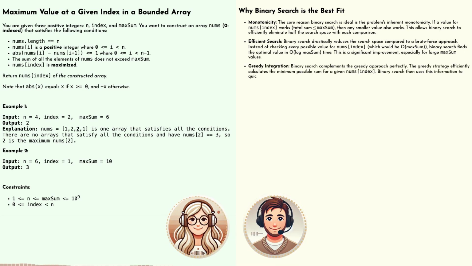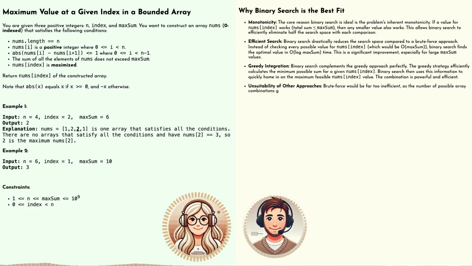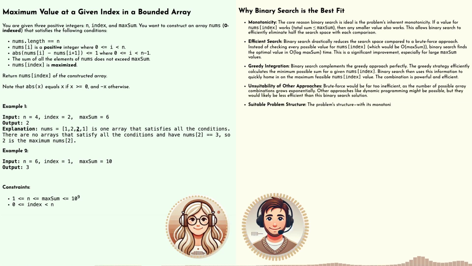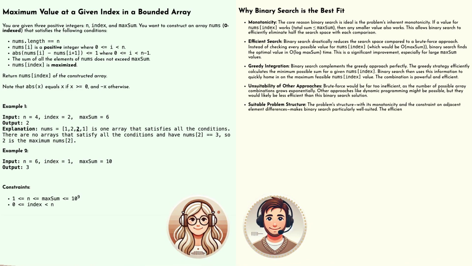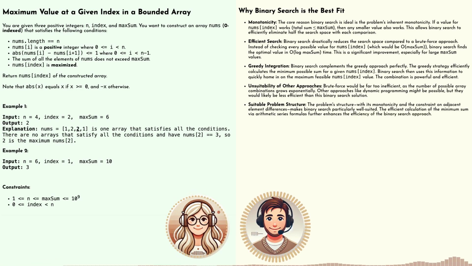Yeah, that's a great question. It's always good to think about alternatives, but I think binary search is really powerful here, specifically because of that monotonic property. If it works for a value d, then it's got to work for anything smaller than d too. And that's what lets us get rid of half of the search space right away.